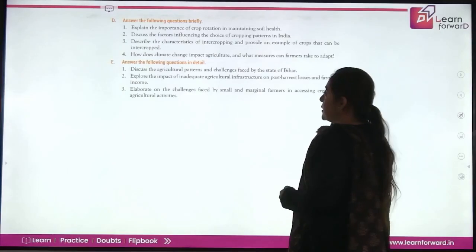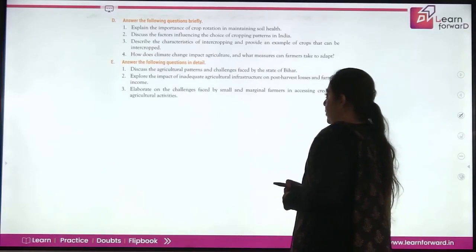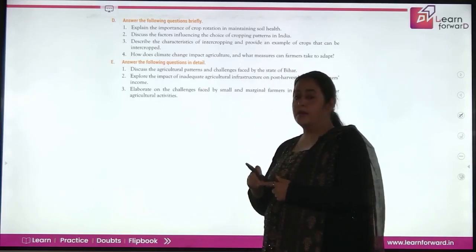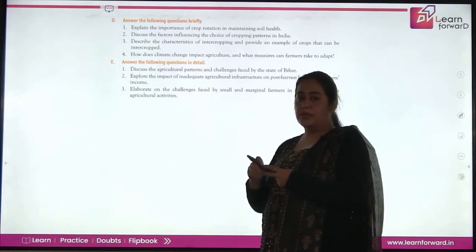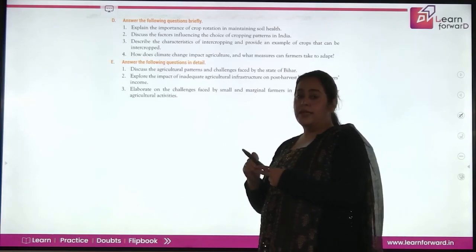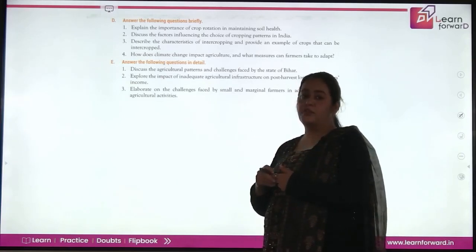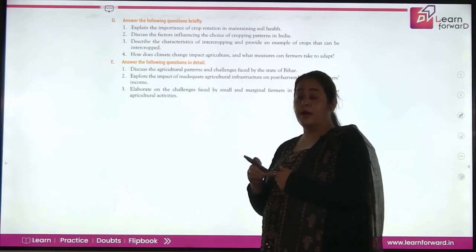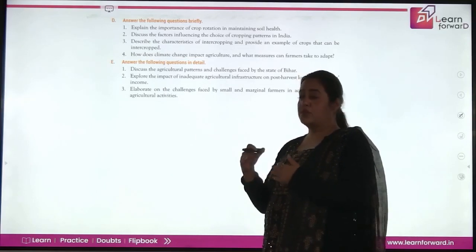The next question is, discuss the agricultural patterns and challenges faced by people of the state of Bihar. Now, Bihar is an area which is the fourth largest producer of vegetables and fruits, right? Bihar is near the basin of Ganga, so it has a lot of irrigation facilities. The challenges faced by people of Bihar are that they do not have appropriate knowledge, they are not skilled, and they don't have appropriate machinery, because of which they lag behind.